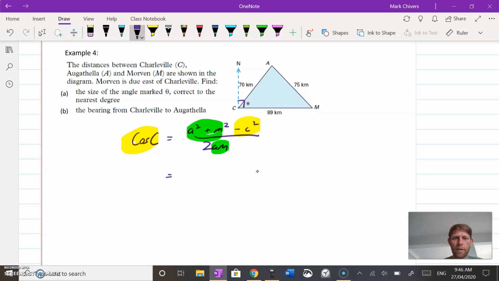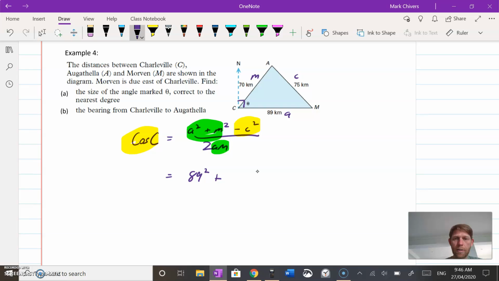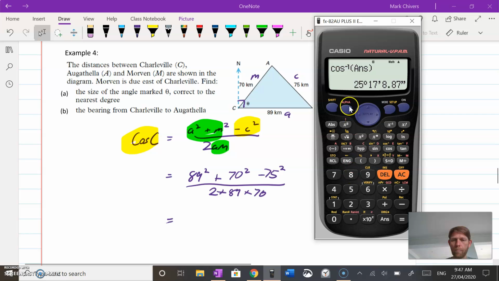So in this case, we've got A is A. So this is our A here. This is our C, and this is our M. These are the sides opposite each of those angles. So we're going to have 89 squared plus 70 squared minus 75 squared, all over 2 times 89 times 70. And we'll key that into our calculator.